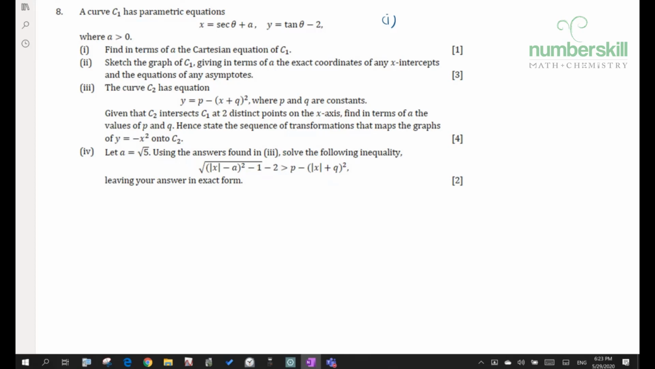In this case, it's actually not hard because we all should know that tangent square theta plus 1 is secant square theta. And that's it. Okay, what do I mean that's it? Here got some space, I squeeze. Okay, so you can see that from the y equation, the tangent theta is 2 plus y. You can see from the x equation that your secant theta is x minus a. Correct? So tangent square is your (2 plus y) square plus 1 is equal to (x minus a) square.